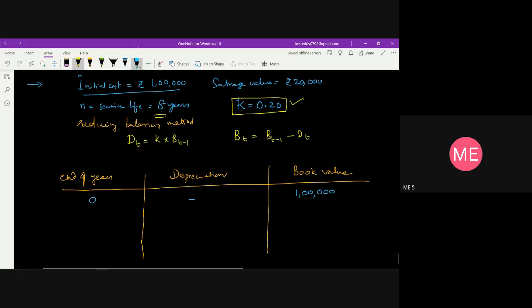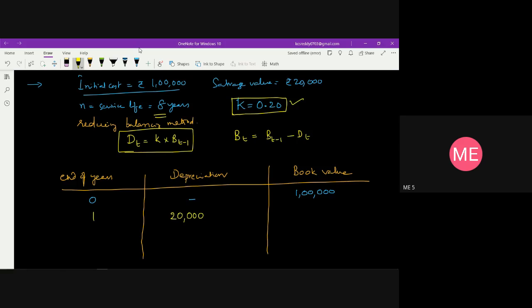Now at the end of the first year, the depreciation calculation is done using this equation: D1 = K into B0. What is B0 here? 1 lakh. So 1 lakh into 0.2 gives the depreciation amount, which is 20,000.